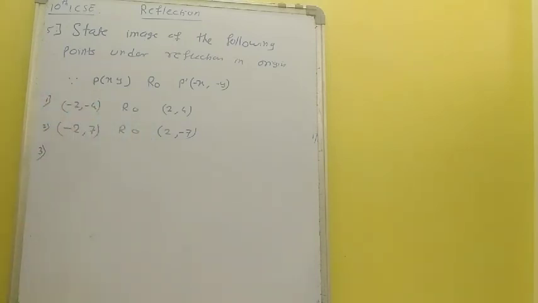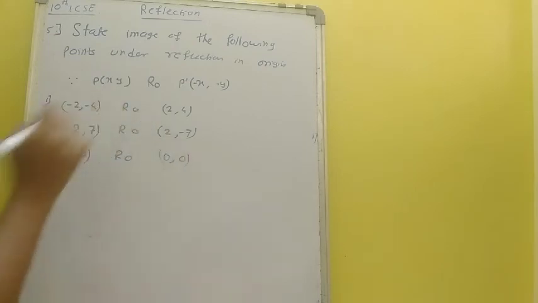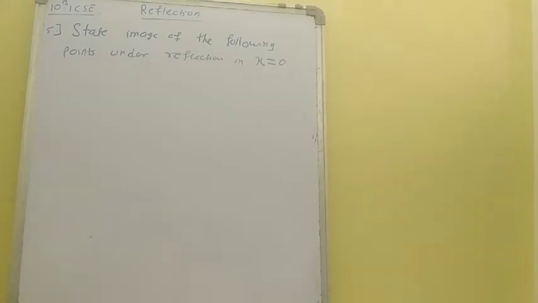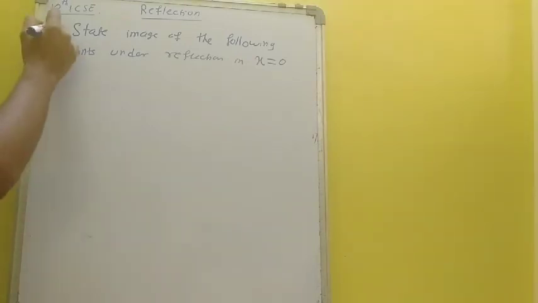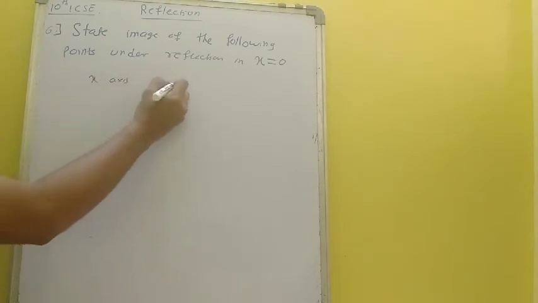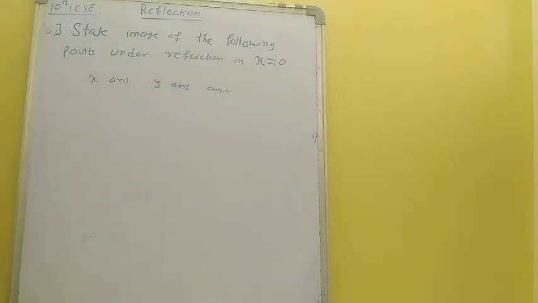Okay. The third one, it is 0, 0 again, and reflected in origin will also be the same because we don't change the sign for zeros. Okay, after the fifth question, the sixth question we have. State the image of the following points under the reflection in x is equal to 0. Okay, you have seen reflection in x-axis, y-axis, origin. But what is this x is equal to 0?